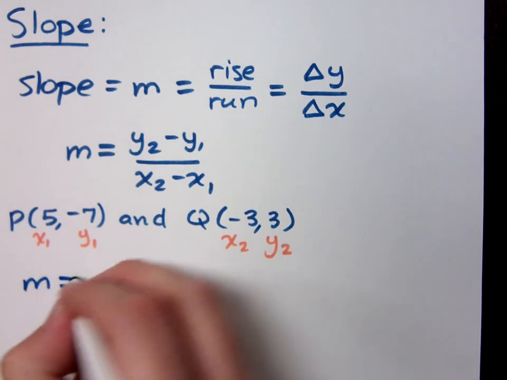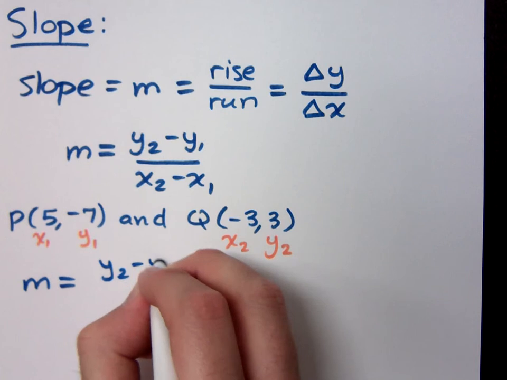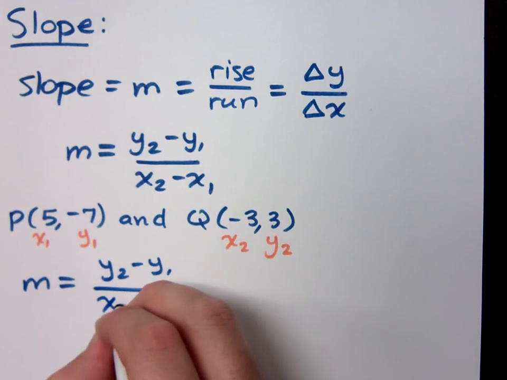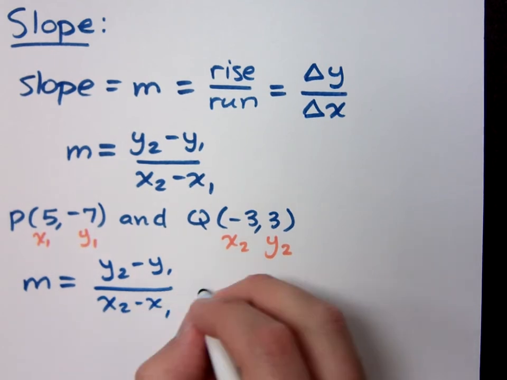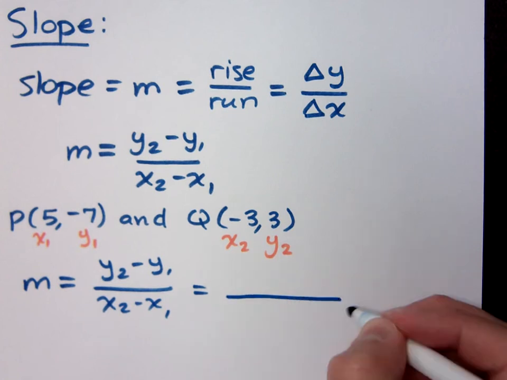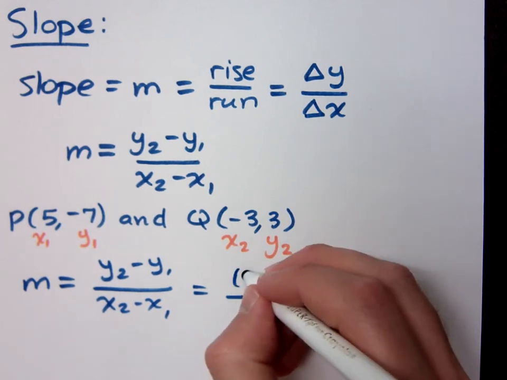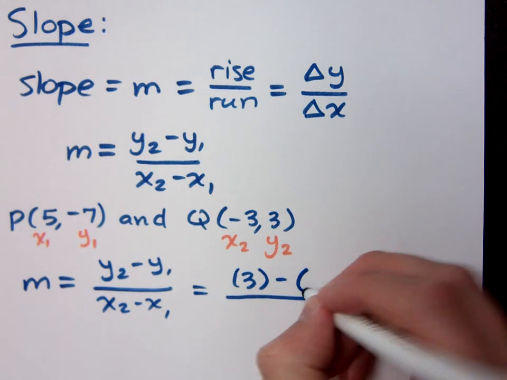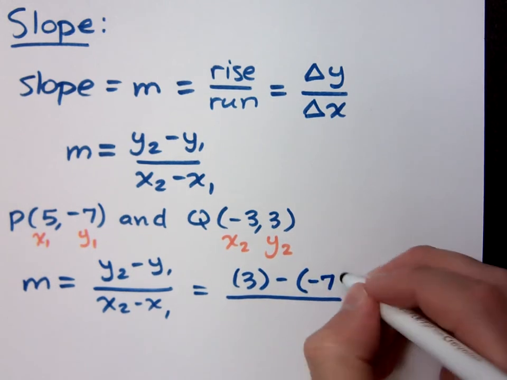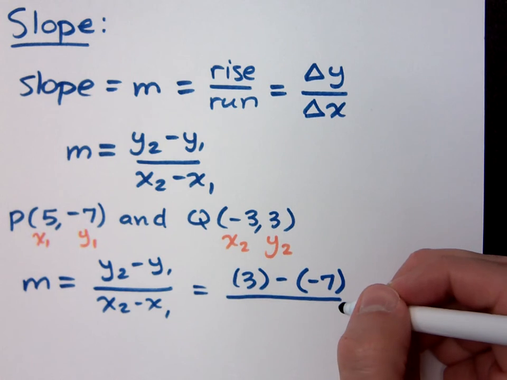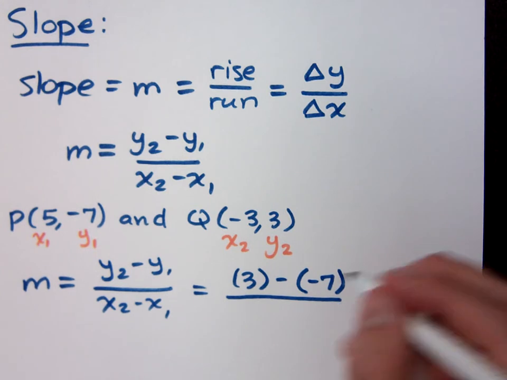Here's my formula for slope. It's the change in y over the change in x. So let's plug these in here. What's y2? 3. So we got 3 minus what's y1? Negative 7. Be very careful when you substitute things into a formula and use parentheses when appropriate. Not just when you think it's appropriate, when it is appropriate.